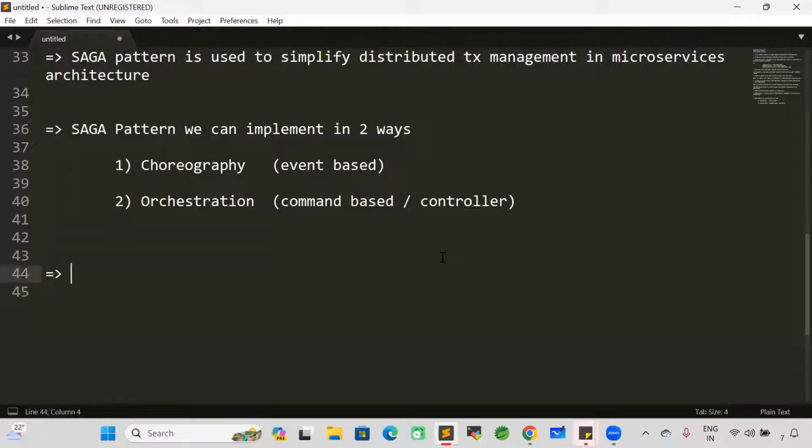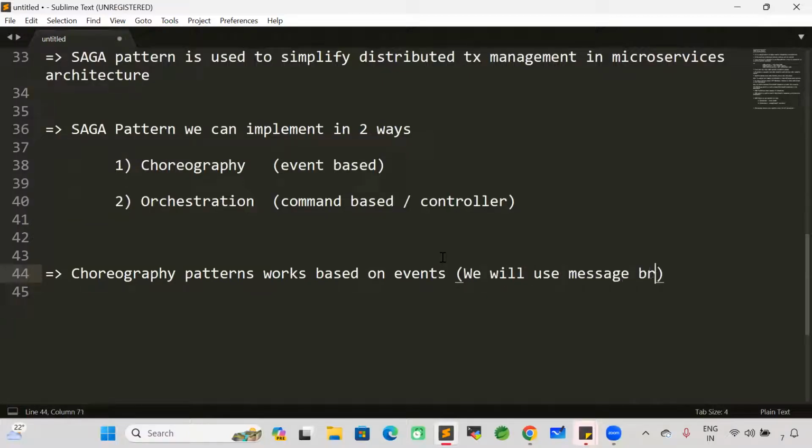Choreography-based SAGA pattern will work based on the events. We will use a message broker to publish and subscribe events. Choreography pattern works based on the events. So here we will use a message broker like Kafka to publish or subscribe the events of our application.